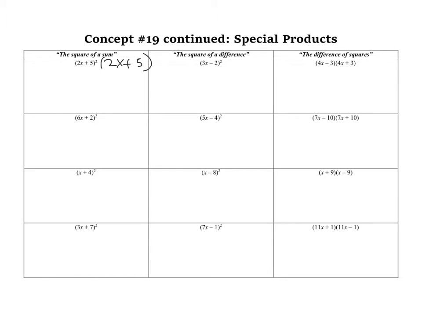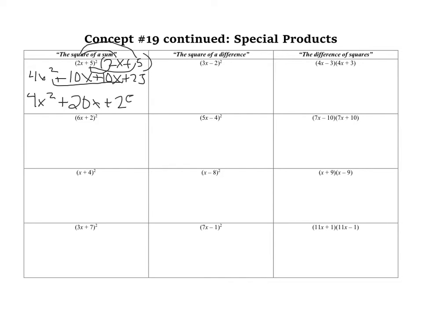So let's go ahead and do FOIL with this. 2x times 2x is 4x squared, and then 2x times 5 is plus 10x, and then 5 times 2x is another 10x, and then 5 times 5 is a positive 25. Then you've got like terms right here in the middle, which leaves me with the answer 4x squared plus 20x plus 25.